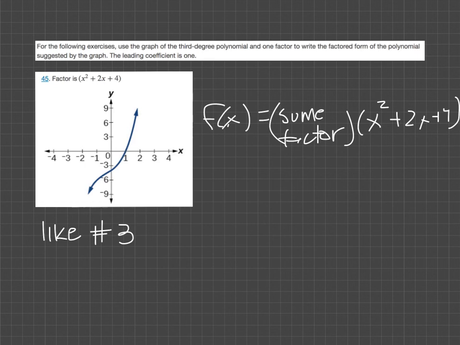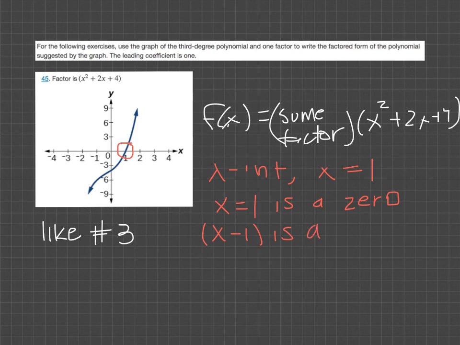Okay, well, we are going to get that from the graph, and right here we have an x-intercept. So we have an x-intercept at x equal to 1. So that means that x equal to 1 is a 0. And that means the factor that it comes from is a factor of the function. And so x minus 1 is the factor that comes from the 0 of 1. Okay, so that unknown factor that we're looking for is x minus 1.